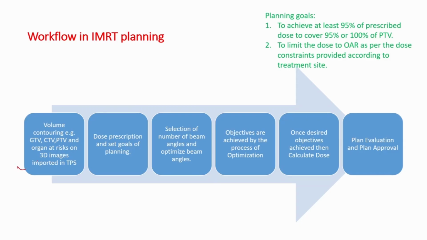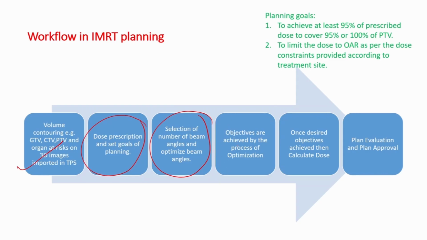The first step, which was already discussed in previous lectures, is GTV, CTV, PTV. After target delineation, there is dose prescription and planning goals, selection of the number of beams and optimized beam angles. This is also the same as what we discussed in 3D CRT.